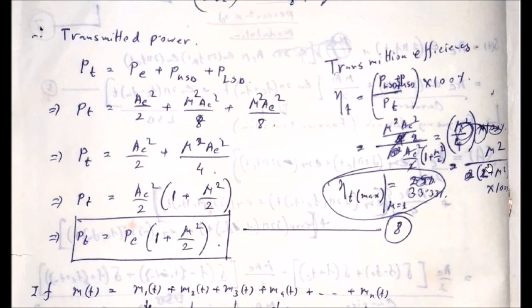Now for 100% modulation, or the maximum transmission efficiency up to which you can reach, because you cannot go beyond the 100% modulation.